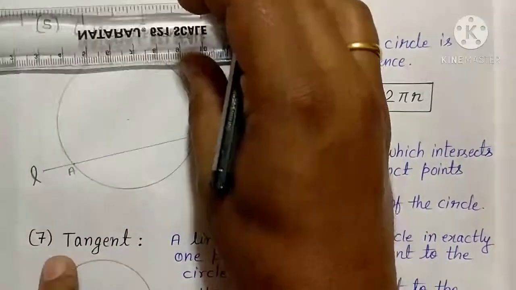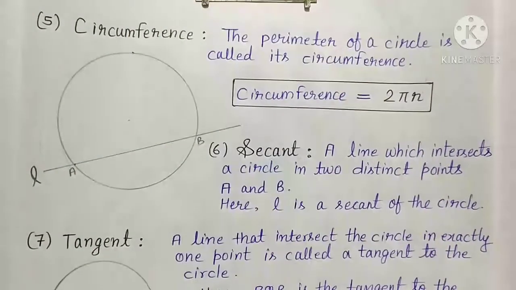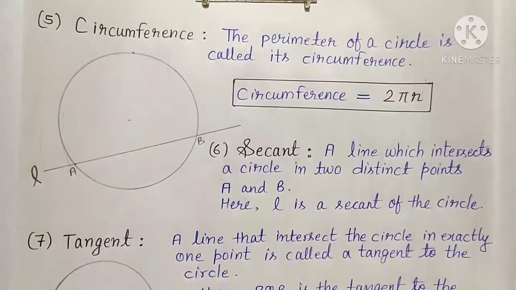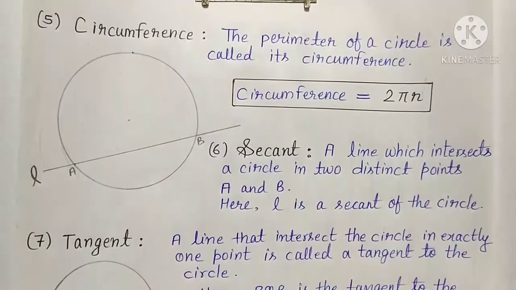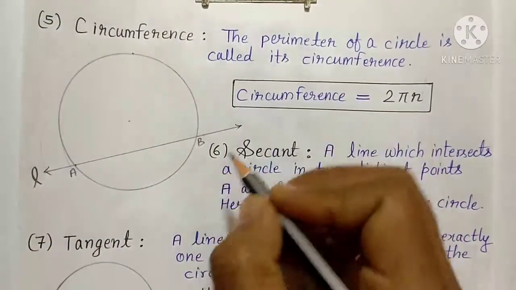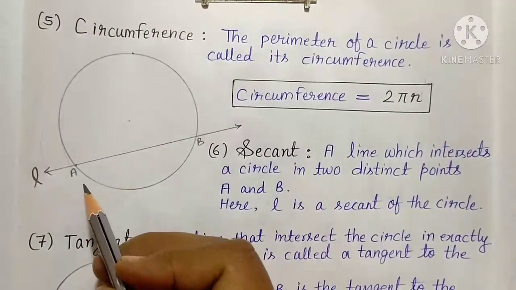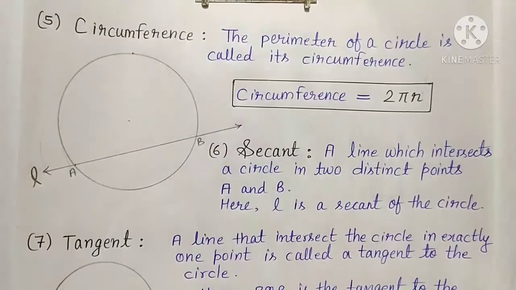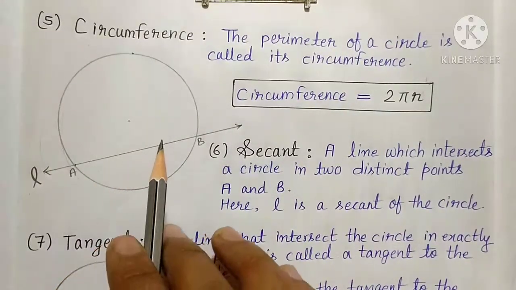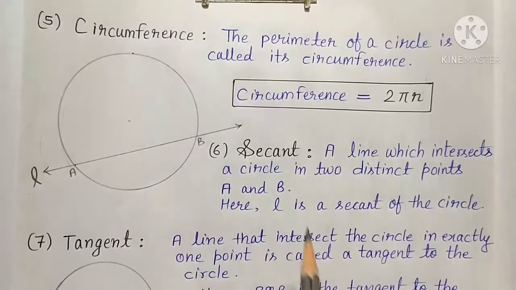This secant we can draw from here also. It's not necessary that we draw it from this point only. So a secant is a line which intersects a circle at two distinct points. Like we have taken two distinct points here, A and B. So that line L will be called a secant of the circle. I hope it is clear what a secant of the circle is.